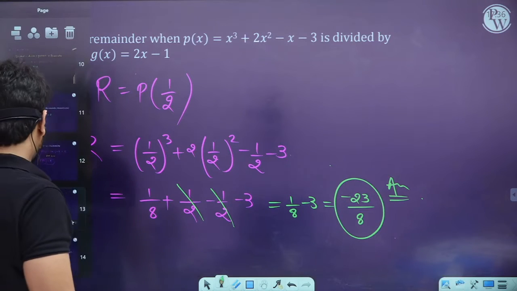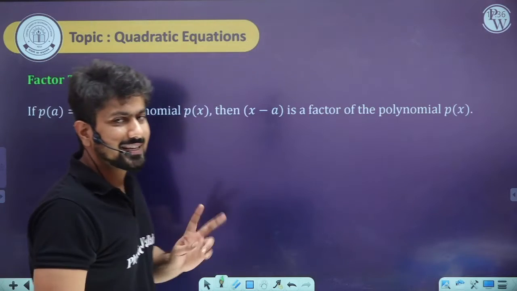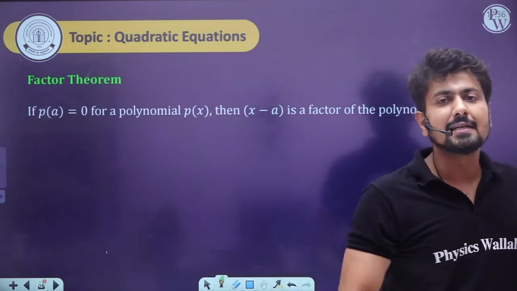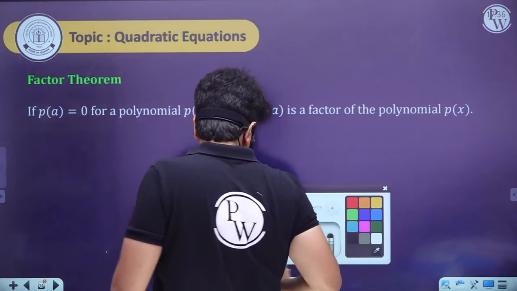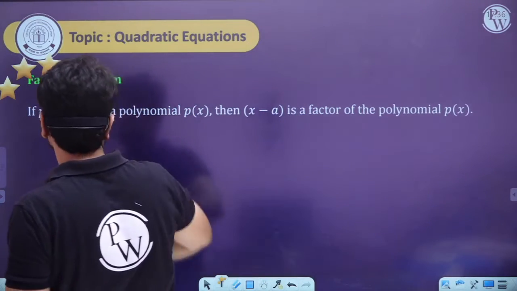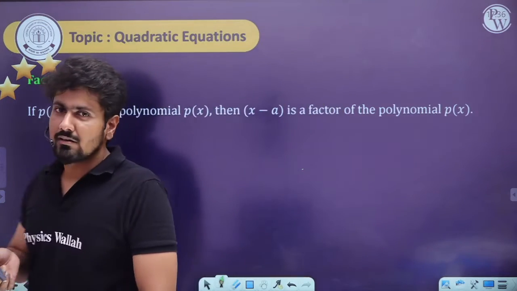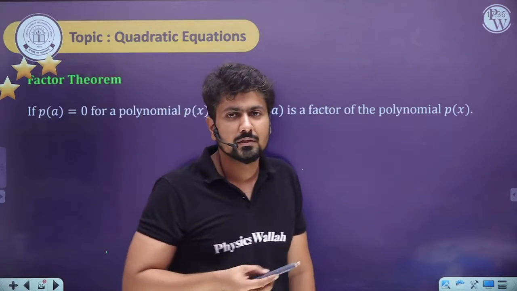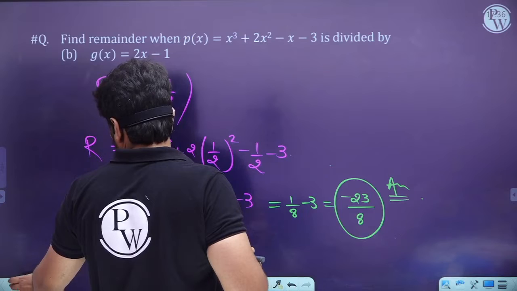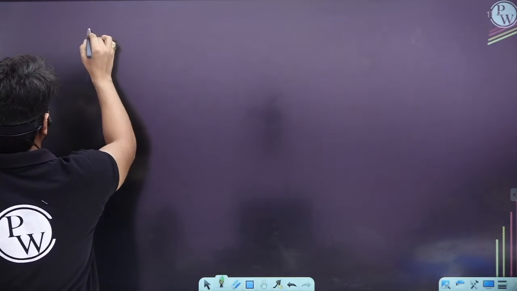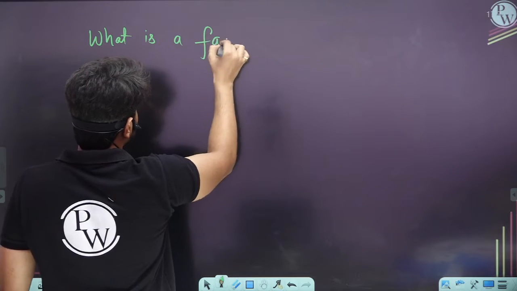I hope this remainder theorem is clear to all of you. Now, the second theorem, which is known as factor theorem, is super important. See, what is a factor? Before getting to the factor theorem, I want to emphasize upon what is a factor.